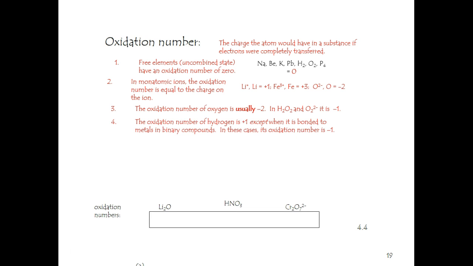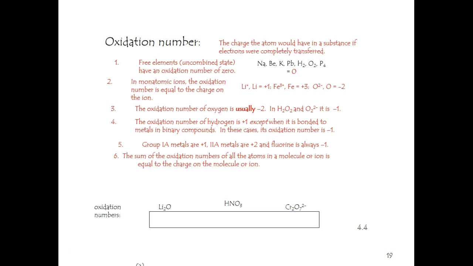Hydrogen is +1, except if it's a hydride, in which case it's -1. Of course, if it's a hydrogen molecule, it's 0. Group 1A metals are +1, 2A metals are +2, fluorine's always -1. This sounds exactly like the last time. And then we have the total charge matches the total charge of the molecule or ion. Let's do some oxidation numbers of each. Notice overall uncharged, overall -2.